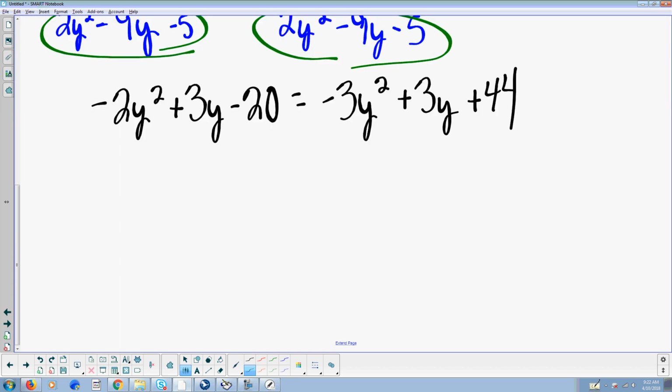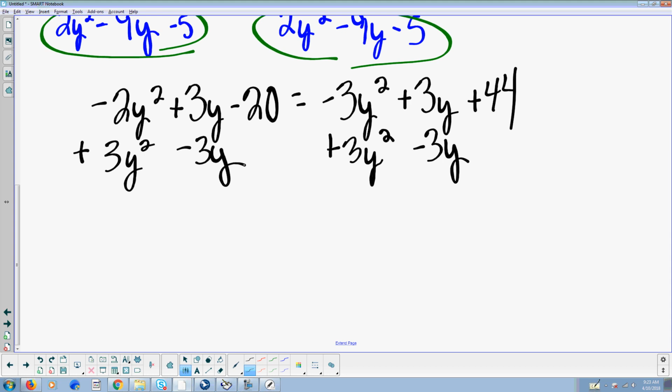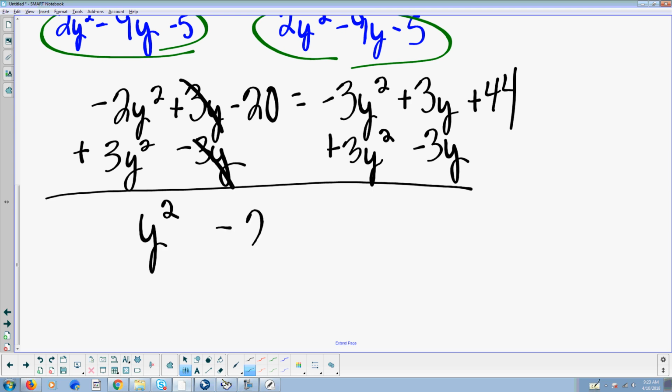I've got y squared on both sides. I would like to eliminate it on one side. So I'm going to add 3y squared to both sides. I have y's on both sides, so I'm going to subtract this 3y. I'm going to do those 2 steps and see where that leaves me, okay? So, negative 2y squared plus 3y squared is y squared. The y's cancel. That cancels, that cancels. But it's a lot prettier.